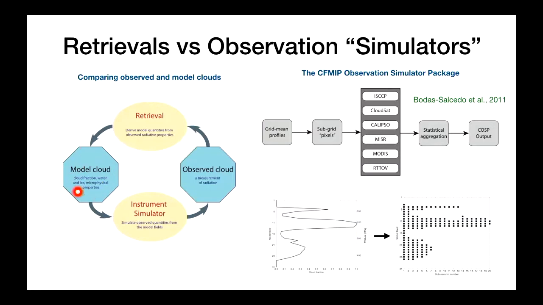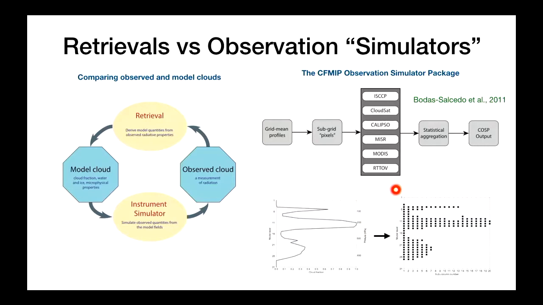There's another way you can do this. You can take your model results and you can do what's called an instrument simulator and simulate the radiation that the satellite would have measured. And then you compare the radiation with each other. Or, better still, you then take the radiation and do the retrieval on that radiation, which gives you the model equivalent to what the observations are. And that's what most of these observation simulators are doing.